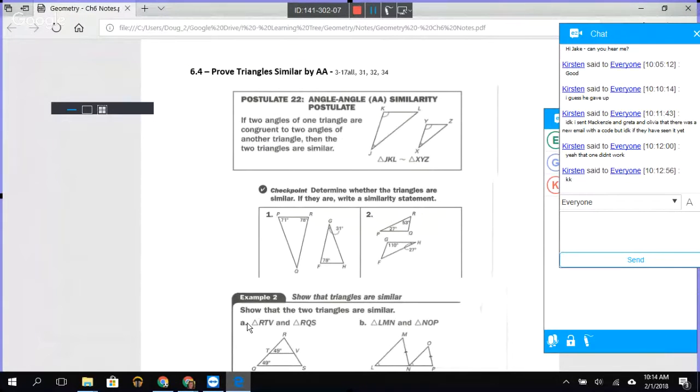6.4, okay? And actually the homework is listed at the top. So 3 through 17, all 31, 32, and 34 is the homework.